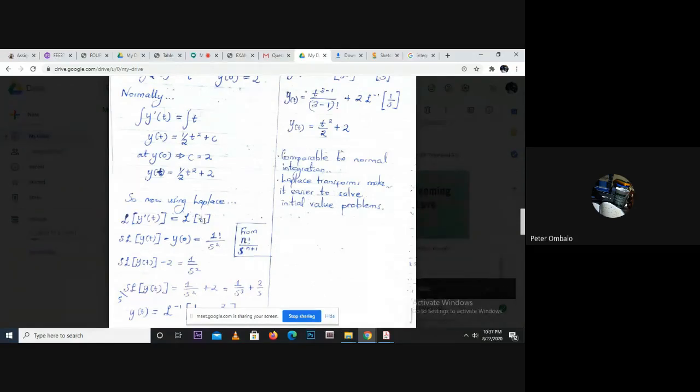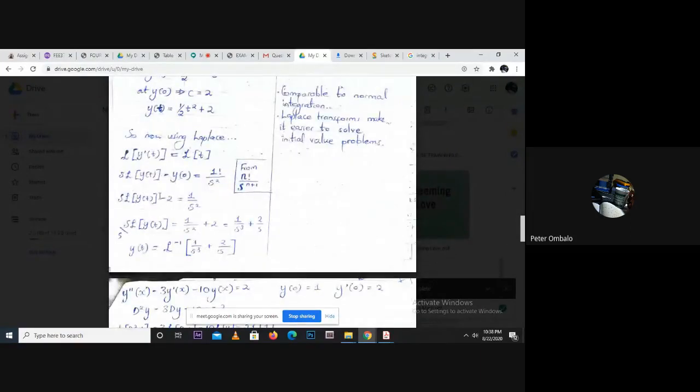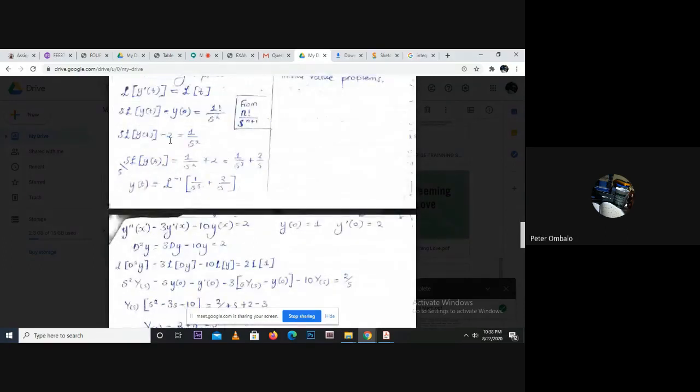So here t is raised to the power 1, so it's going to be 1 factorial over s to the 1 plus 1, so s squared. We maintain everything we have on the left hand side, except now for the initial value that we had been given, we replace it with 2. So we have s times the Laplace transform of y of t, minus 2, equals 1 over s squared. This 2 crosses over, becoming 1 over s squared plus 2. And on the left hand side, we remain with s times the Laplace transform of y of t.